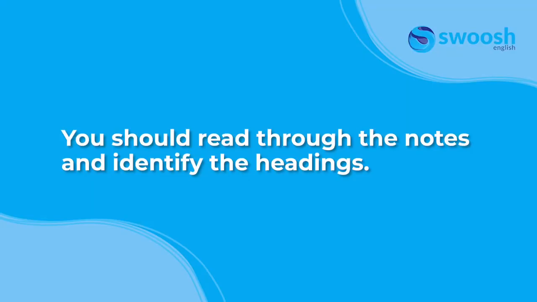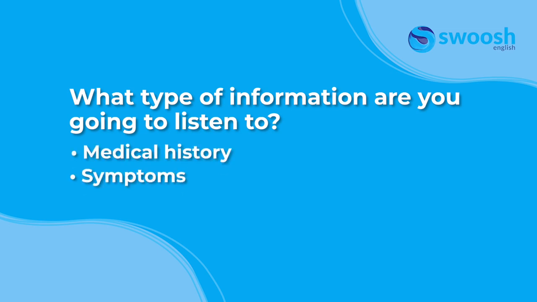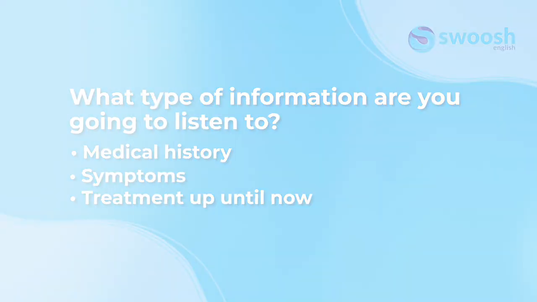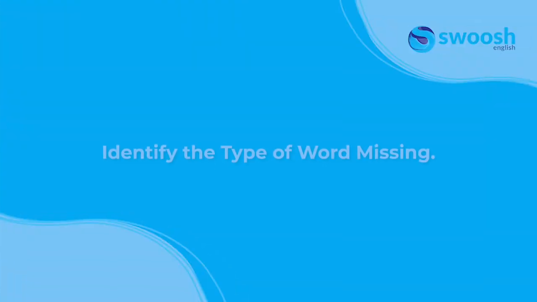First, you should read through the notes and identify the headings, as this is going to help you predict what type of information you're going to listen to, whether it's information about medical history, symptoms, or treatment up until now. Next, for each gap, you should decide if it's going to be a noun, a verb, or an adjective that you're listening for. And you can usually guess this based on the words before and after the gap. Next, you can use the context of the notes to predict the type of word that's missing.